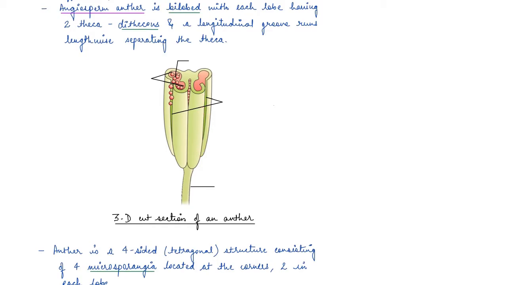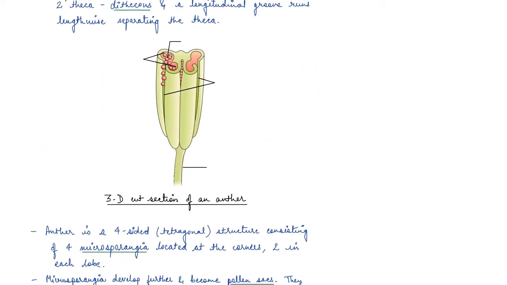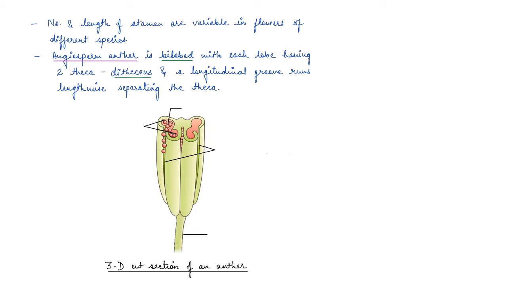Okay, now if you see that the anther is a four-sided tetragonal structure which has basically four microsporangia which are located at the corners, two each in each lobe. Now in each lobe basically there are two microsporangia. So in an anther there are in total four microsporangia, right? Now these microsporangia develop and they become the pollen sacs. So here if you see inside are the pollen grains, right?